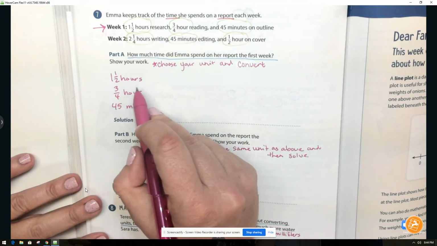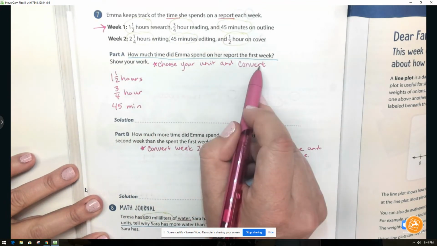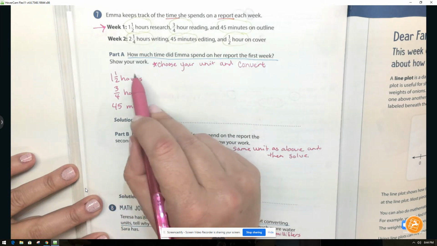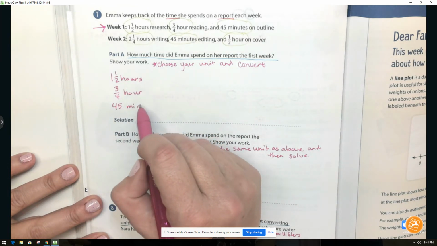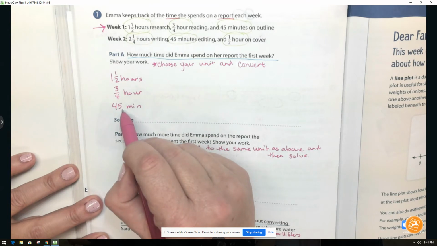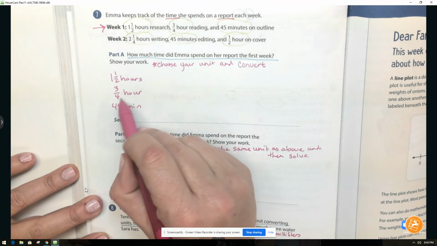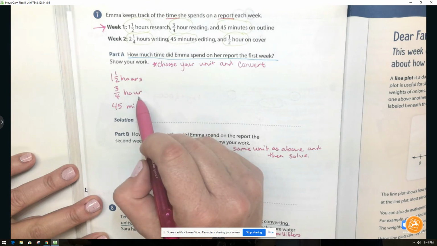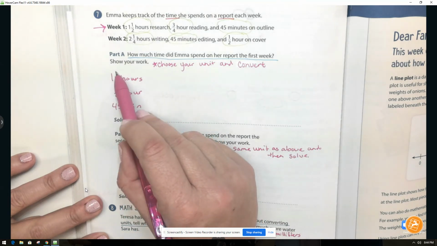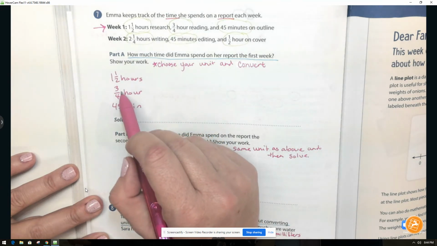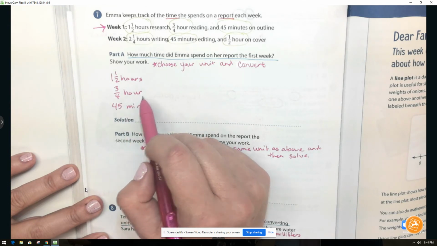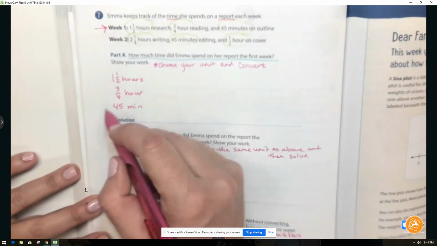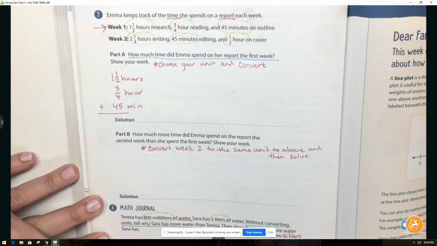What you need to do is choose your unit and then convert your unit. So if you want to convert these all to hours, then you need to figure out how much of an hour is 45 minutes. Or if you want these to become minutes, you need to figure out how many minutes is an hour and a half and how many minutes is 3/4 of an hour. Whatever you do, when you're done, you're just going to add all 3 of these together to get your answer.